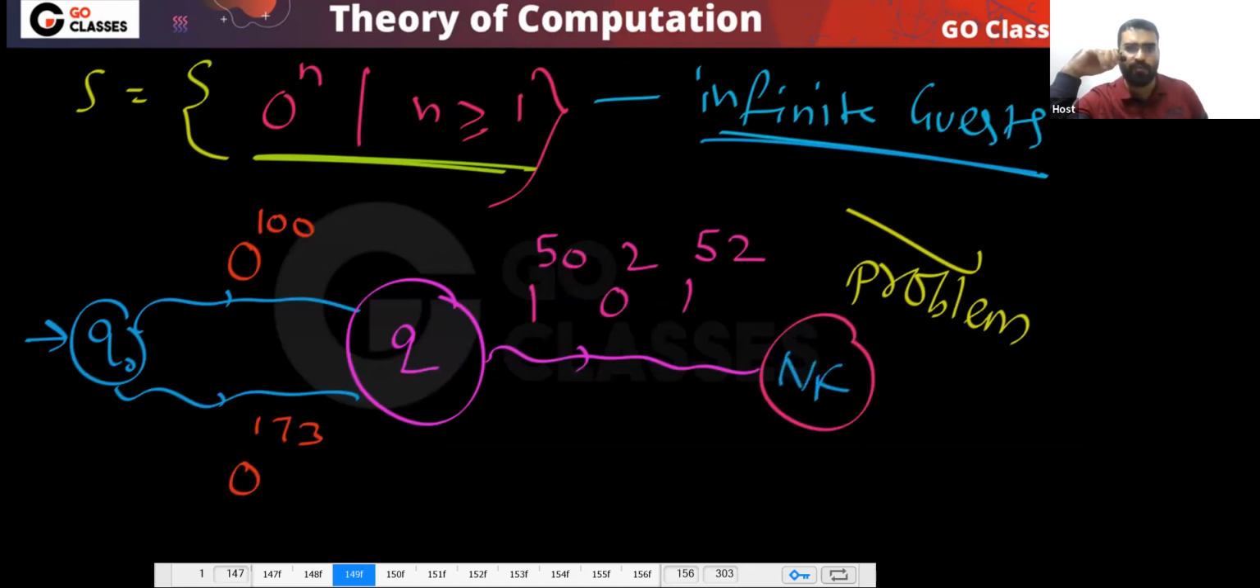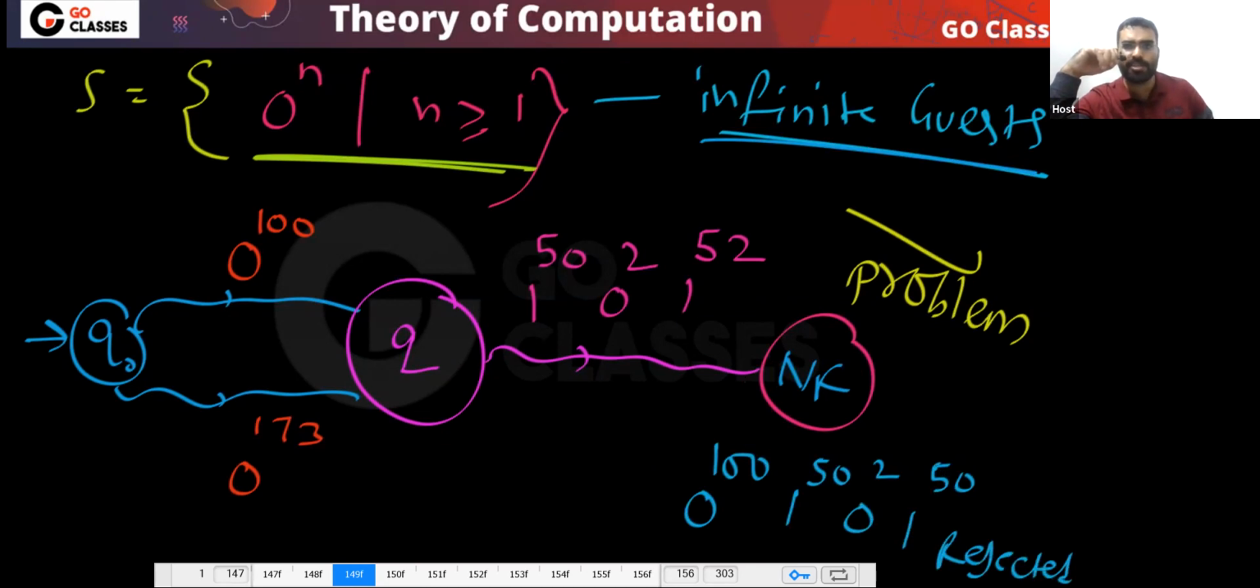If you make it non-final, what is the problem? Then this string is rejected. Should I reject this? No, I should not reject.